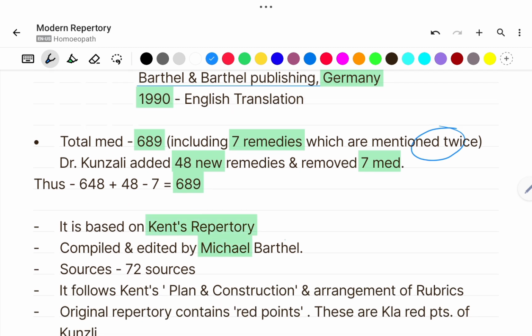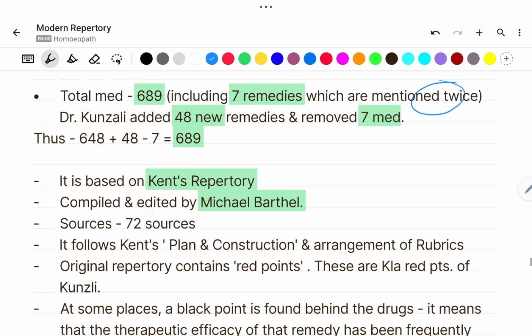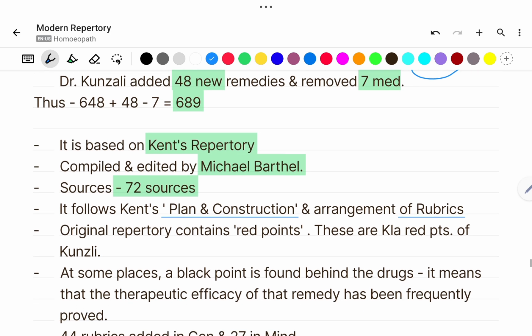It was compiled and edited by Michael Berthel. It is taken through 72 sources. It follows Kent's plan in construction and arrangement of rubrics. The original repertory contains red points. These red points are known as red points of Kunjli.